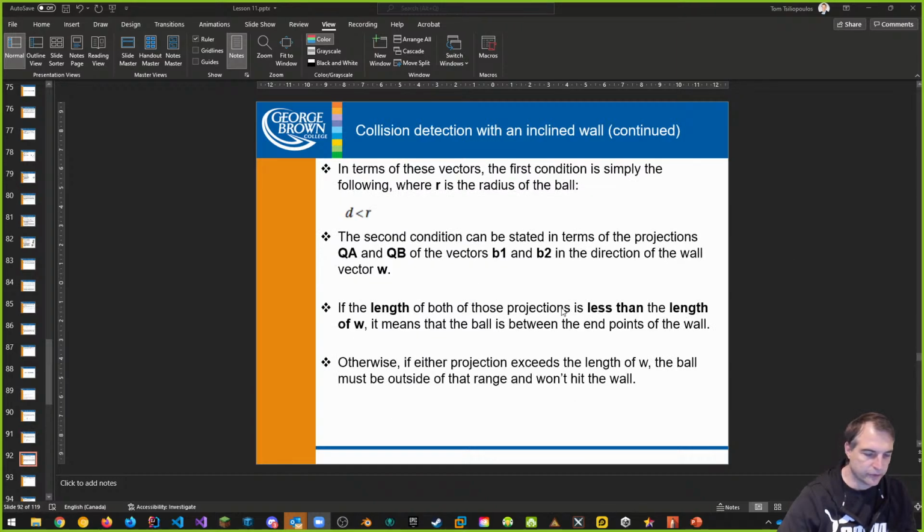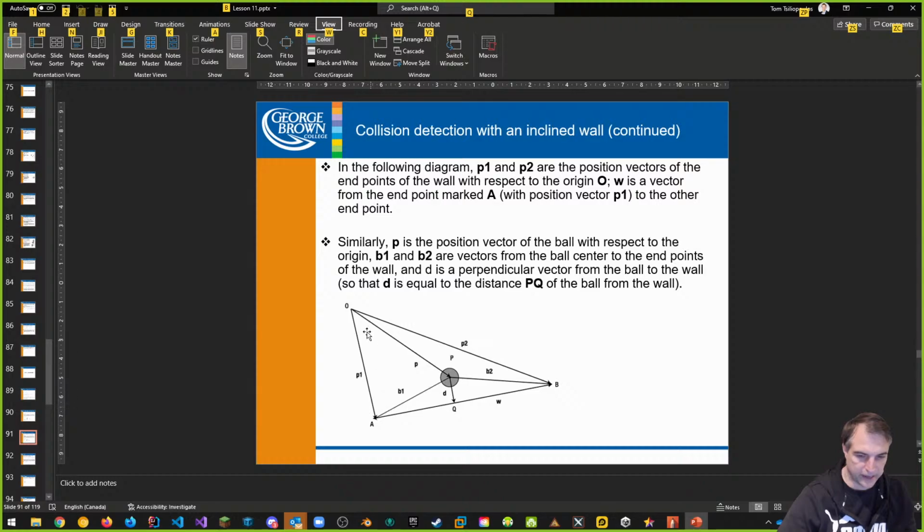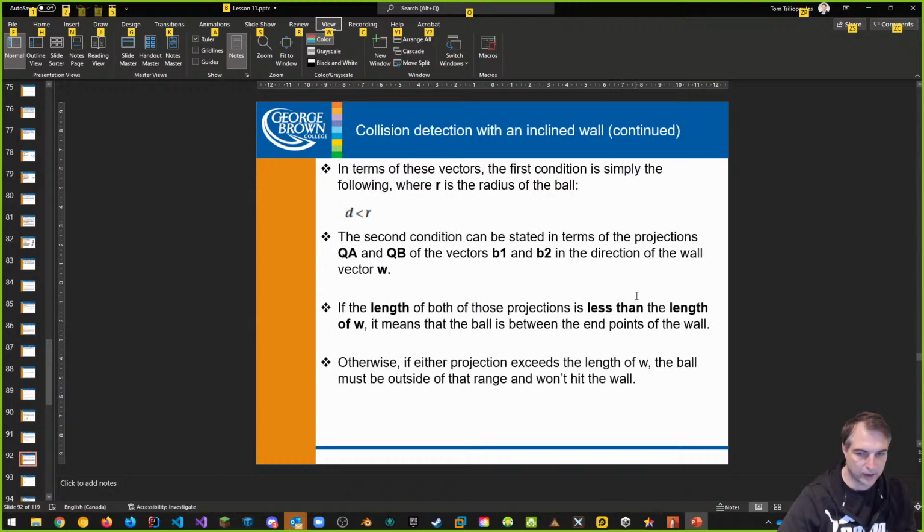So if the length of both of these projections is less than the length of W, it means that the ball is between the endpoints of the wall. Okay, so if the length of these two projections is less than the length of the wall, we know that the ball is somewhere between these two endpoints, somewhere. That's what it means. Okay? Otherwise, if either projection exceeds the length of the wall, the ball must be outside of that range and won't hit the wall at all.